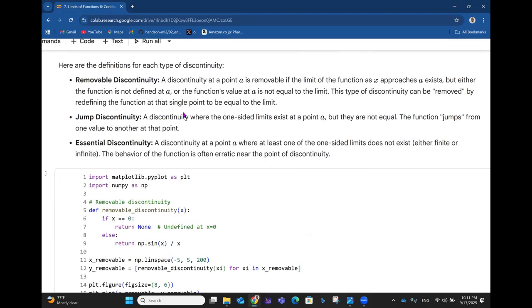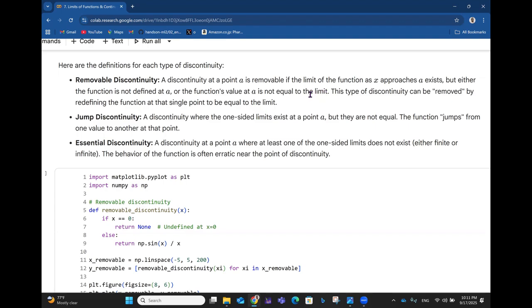Here are the definitions of each type of discontinuity. We have removable discontinuity. A discontinuity at a point A is removable if the limit of the function as x approaches A exists, but either the function is not defined at A, as with sine x over x, where the function is not defined at 0, so our A is 0, or the function's value at A is not equal to the limit. That means the condition for continuity is not satisfied: the function evaluated at A exists, the limit as x approaches A of f of x exists too, and the third condition is that they are equal. Maybe the first two conditions are okay, but the last condition is not met.